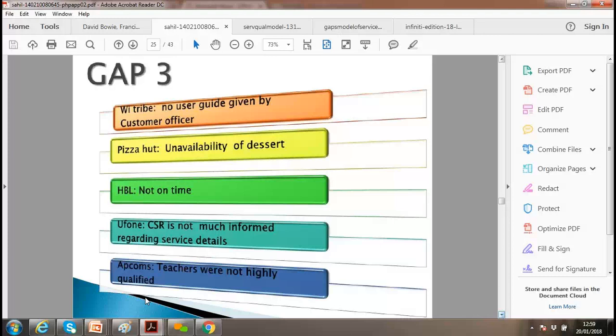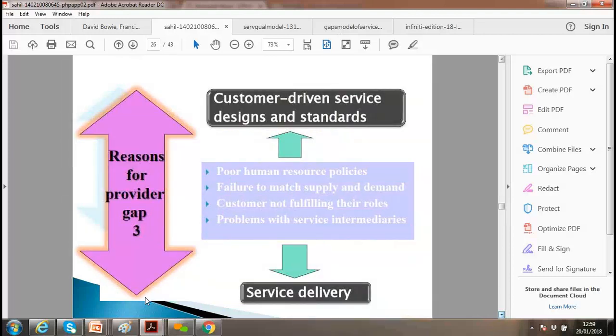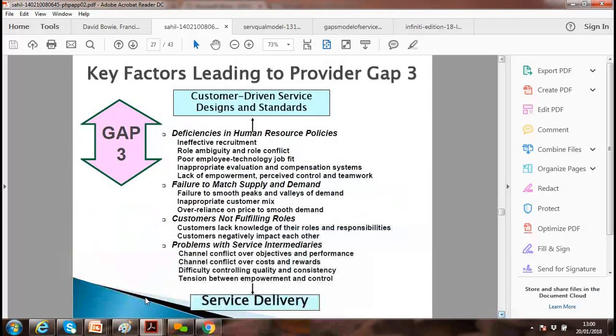So we need to look around where gap 3 starts. The customer driven service and design standard, poor human resource policy within our organization, like paying the bonus only to the CEO of the company, not to the other departments. Failure to match the supply and demand, customers not fulfilling their roles, and the problem with the service intermediaries. The intermediaries we make the contract with are not fulfilling things on our behalf. So these are key factors leading to gap 3.